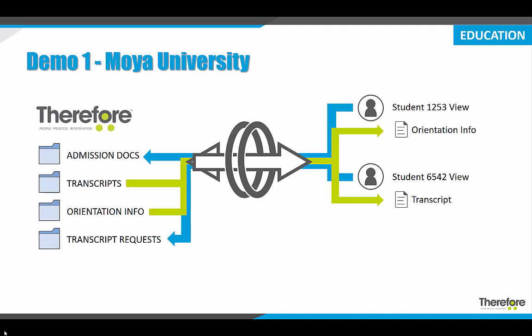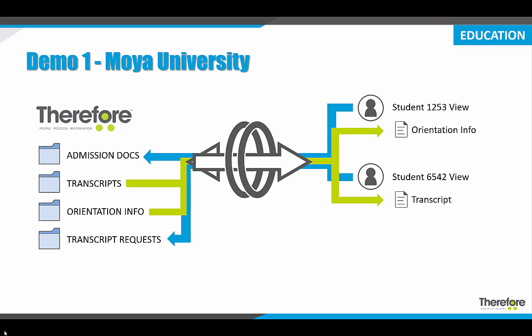Alright, so let's go ahead and get started with our demos then. As we mentioned at the beginning of the session, our first demo will be on education. So we've got our fictitious school here known as Moya University. And to give you an overview of what the university is trying to do in this case, let's take a look at the diagram.